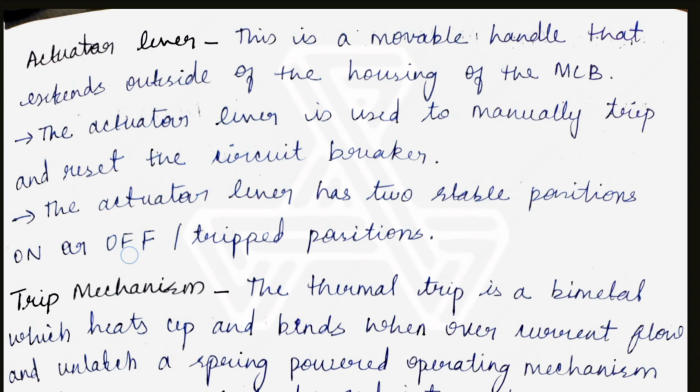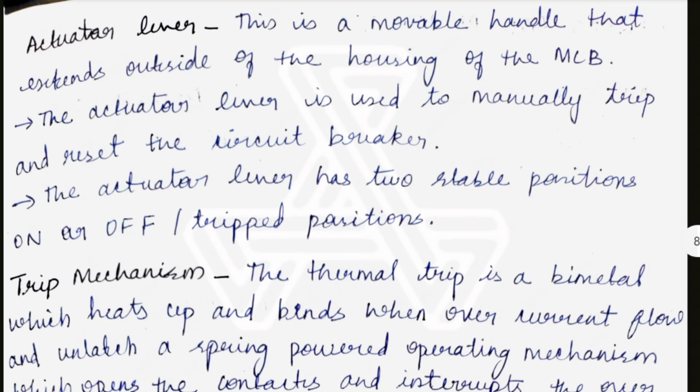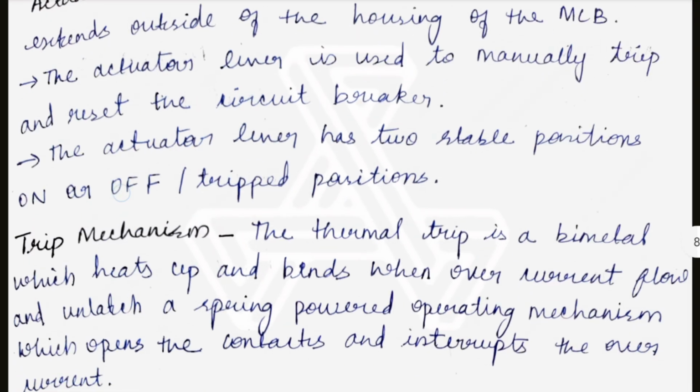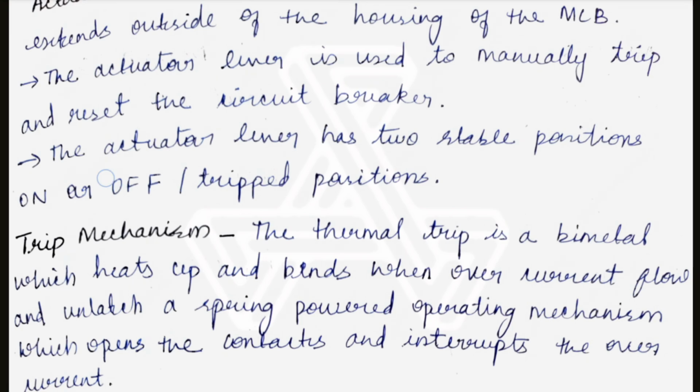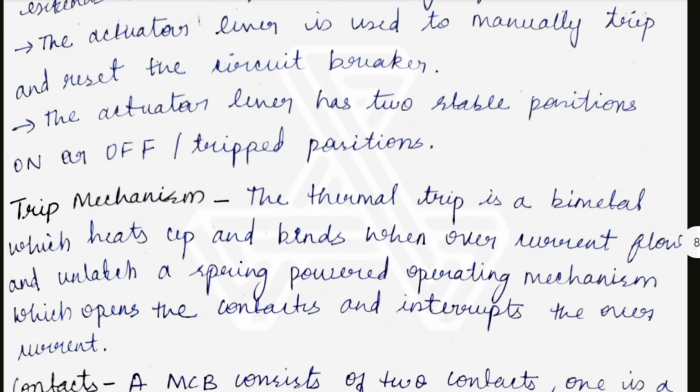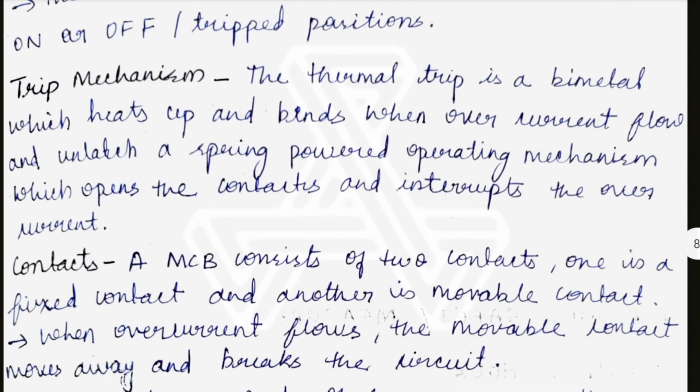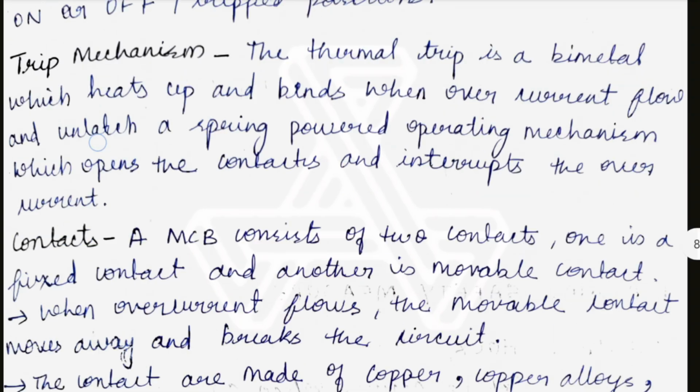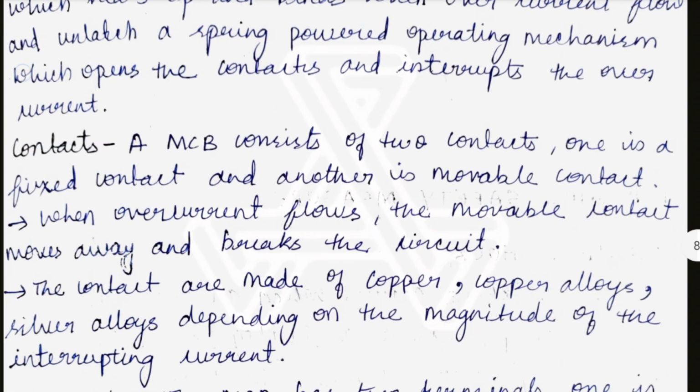Actuating lever. This is a movable handle, which extends outside of the housing of the MCB. Actuating lever is used to manually trip and reset the circuit breaker. Actuating lever has two stable positions, on or off, and a tripped position. Trip mechanism. Thermal trip is a bimetal which heats up and bends when overcurrent flows, and unlatches a spring powered operating mechanism which opens the contacts and interrupts the overcurrent.